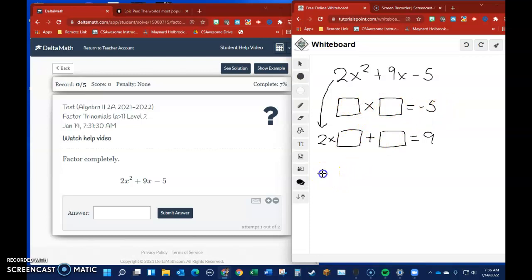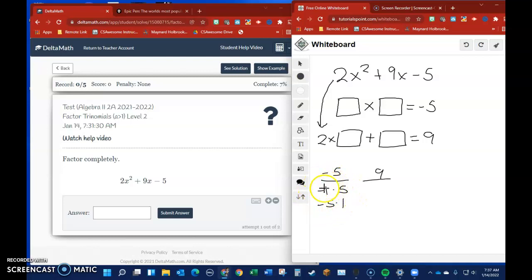So let's think about the numbers that multiply to negative 5. So I have negative 1 times 5, negative 5 times 1. That's it. I can't do anything both positive because I need at least one negative number to multiply to negative 5. Okay, now let's think about what can go in here. So I'll wait till the end to plug in all the numbers. So now I have 9, and I can multiply 2 times negative 1, or 2 times 5. I can also do 2 times negative 5, or 2 times 1.